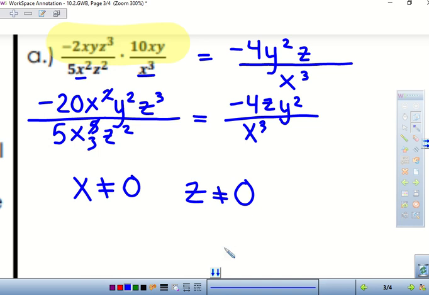Yes, you will. Restrictions are part of it. All right, next one.